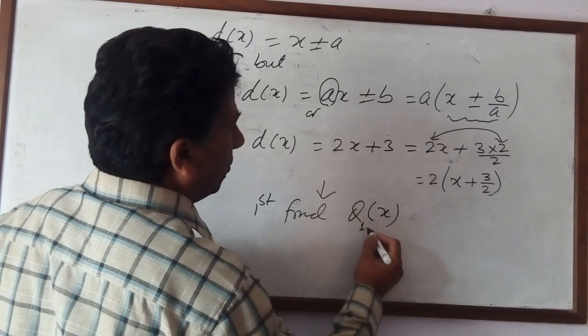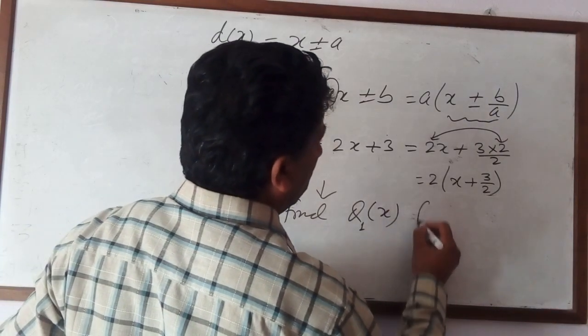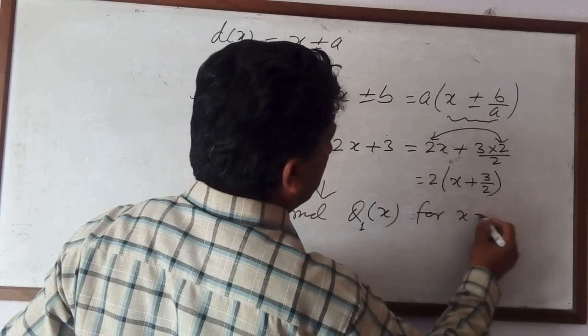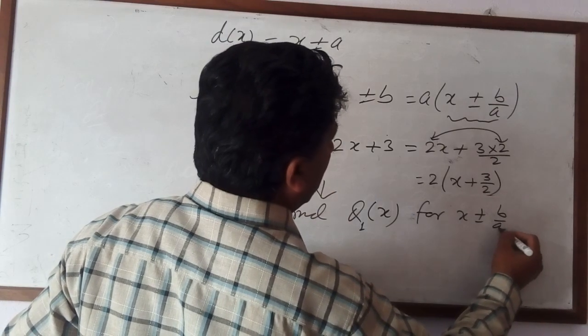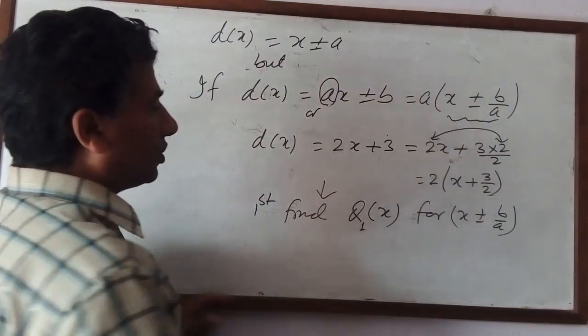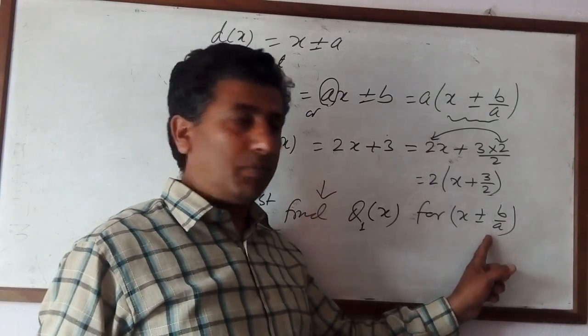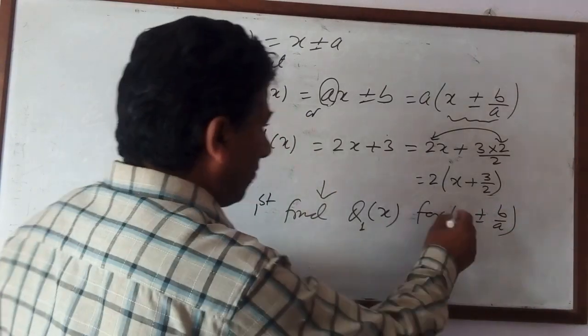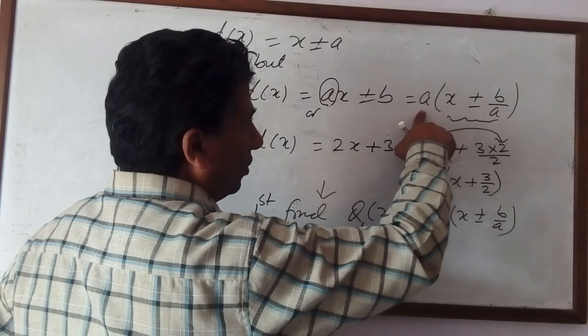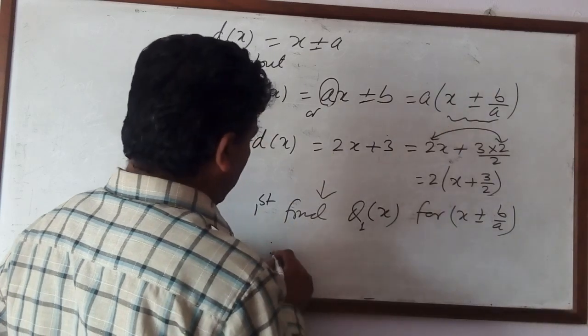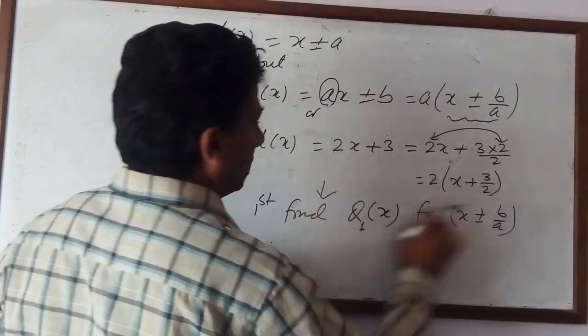Okay, I like quotient. The first quotient is for x plus or minus b by a. This quotient is for x plus or minus b by a. After finding this quotient, there is an a also. Therefore, this is the quotient for this one.